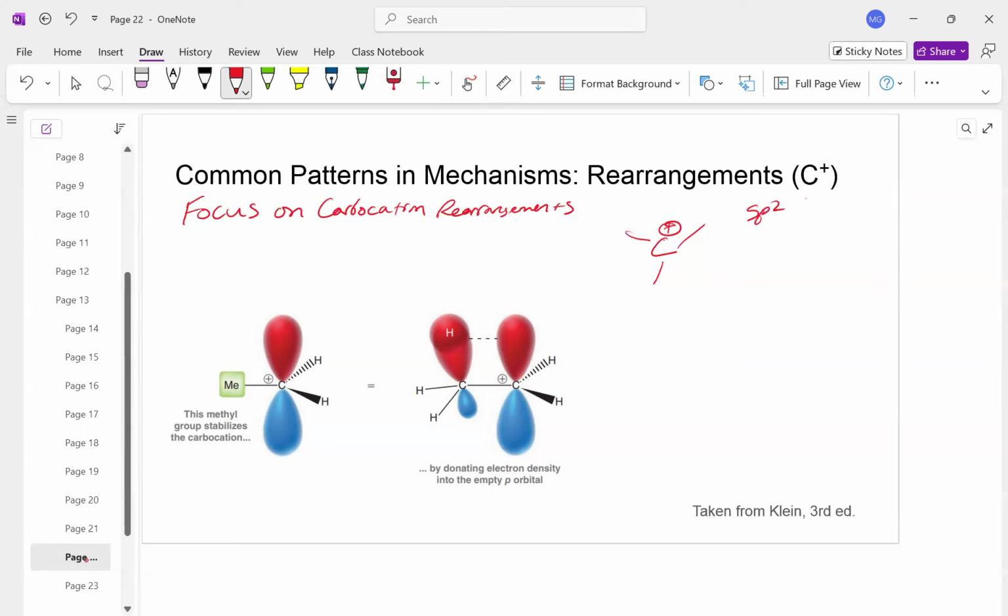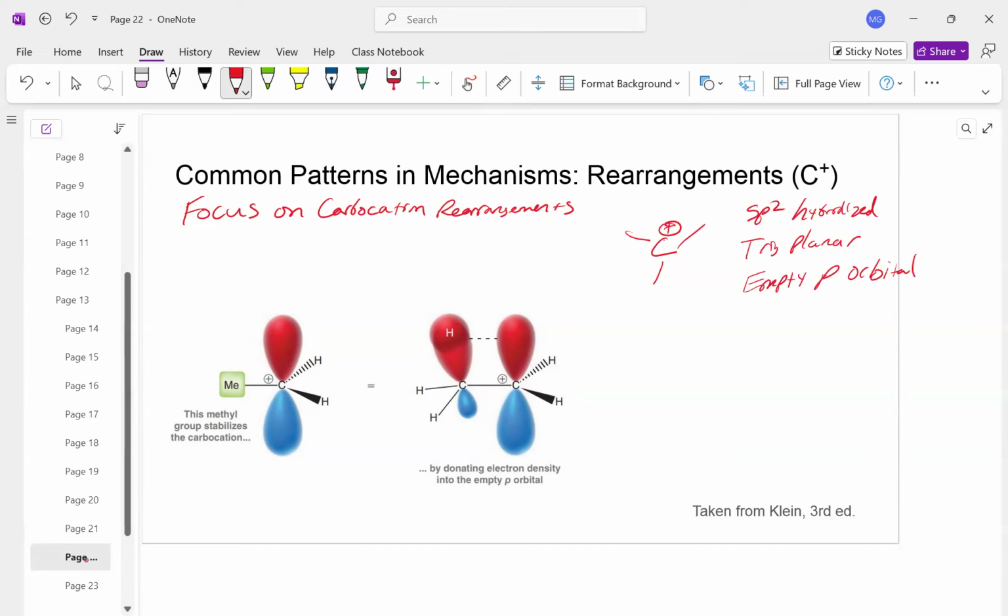A carbocation is sp2 hybridized, so it has a trigonal planar shape. That's very important to remember for later. And where the positive charge comes about is that the p orbital, the unhybridized p orbital, is empty. I want you to think about that because there's such a common mistake that students make with carbocation rearrangements.